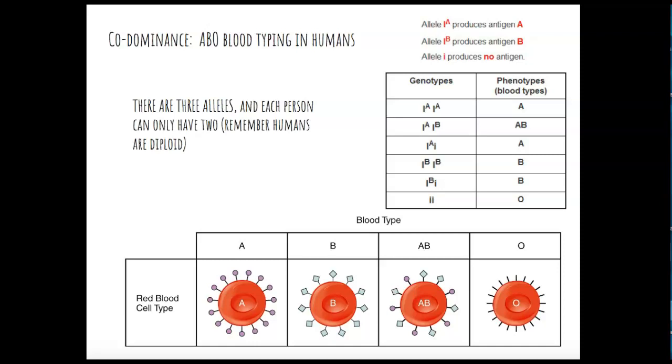The special case here is where you have an A allele and a B allele. In that case, you will actually have type AB blood. So in red blood cells, if you look down at the chart on the bottom, type A blood creates A antigens, type B blood produces B antigens. AB blood has both A and B antigens, and type O has no antigens.